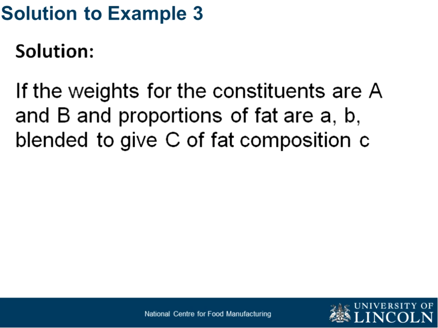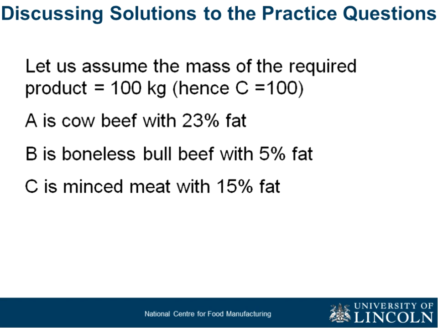So we know that we want to have A and B. I say A here is cow beef, and that has 23% fat. B is the bull beef with 5%. Our minced meat must have 15% fat. So how do we mix the two together in such a way that the fat we are going to have in the overall product is 15%?